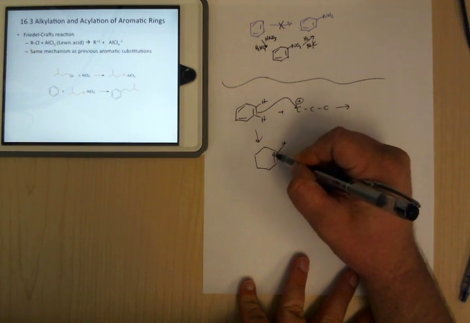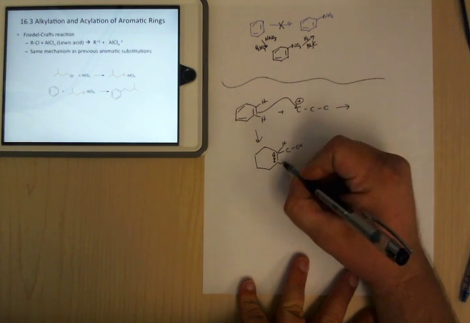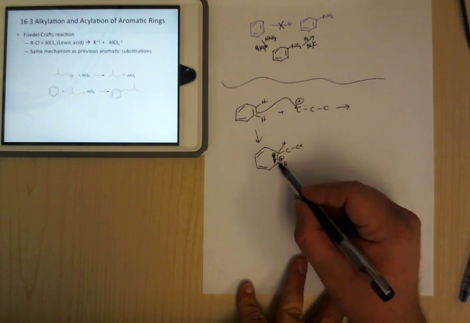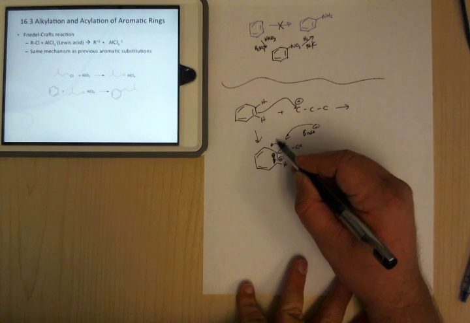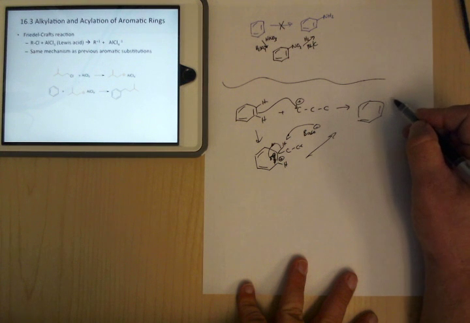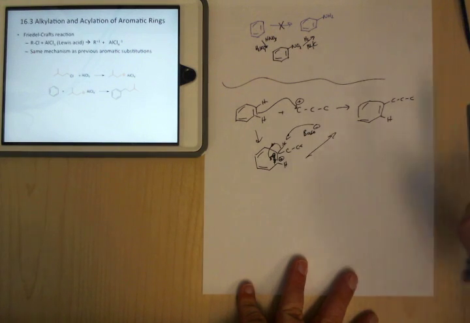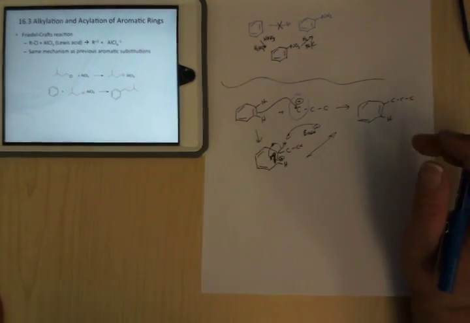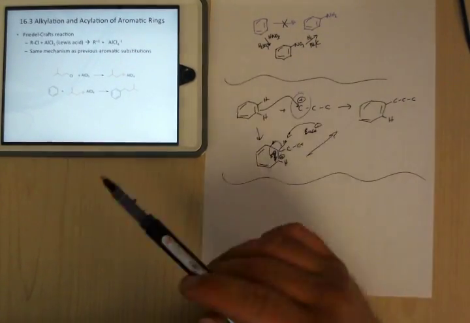You come in here, you get the resonance structure. You have some sort of base in there that rips this off and reforms the ring. It's the exact same mechanism we've been dealing with. It's just that now we need to generate some sort of carbon plus, a carbocation. But how do we do that? Well, very similarly to what we were doing on the previous ones.